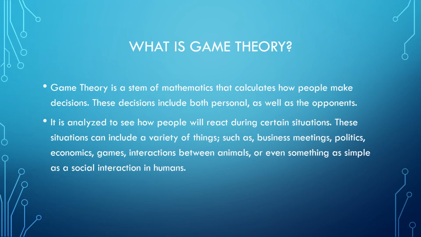What is game theory? Game theory is a branch of mathematics that calculates how people make decisions. These decisions include both personal as well as the opponent's. It is analyzed to see how people will react during certain situations. These situations can include a variety of things, such as business meetings, politics, economics, games, interactions between animals, or even something as simple as a social interaction between humans.